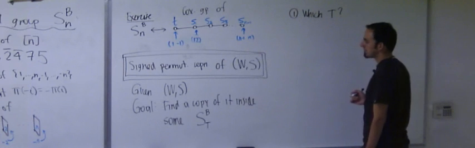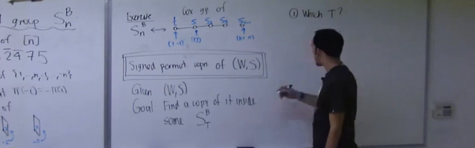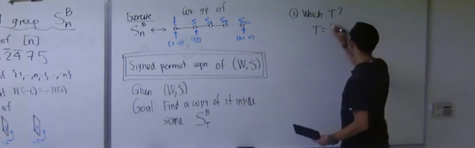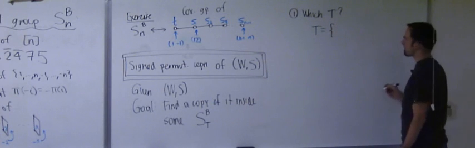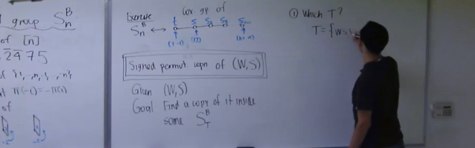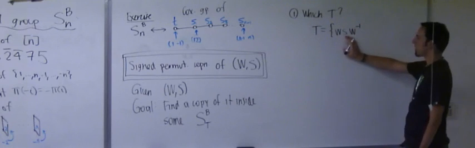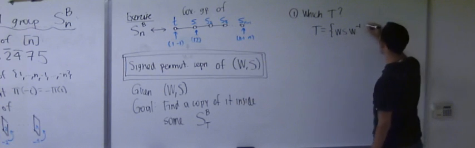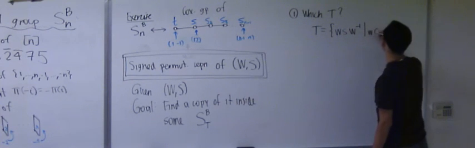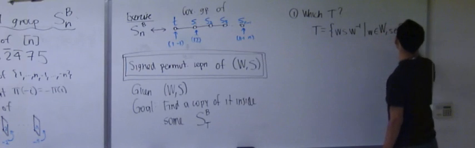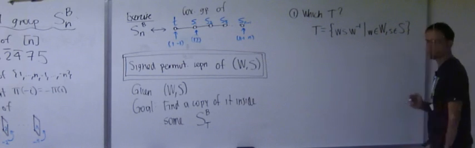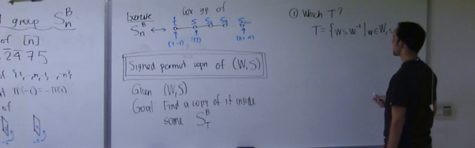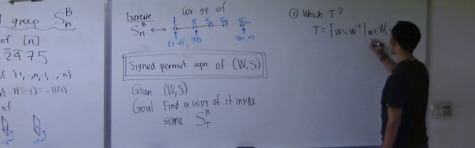Okay. So the T that I'm going to use is going to be given by the following set. It's going to consist of the conjugates of the generators inside my group. Okay. So these things are called the reflections.